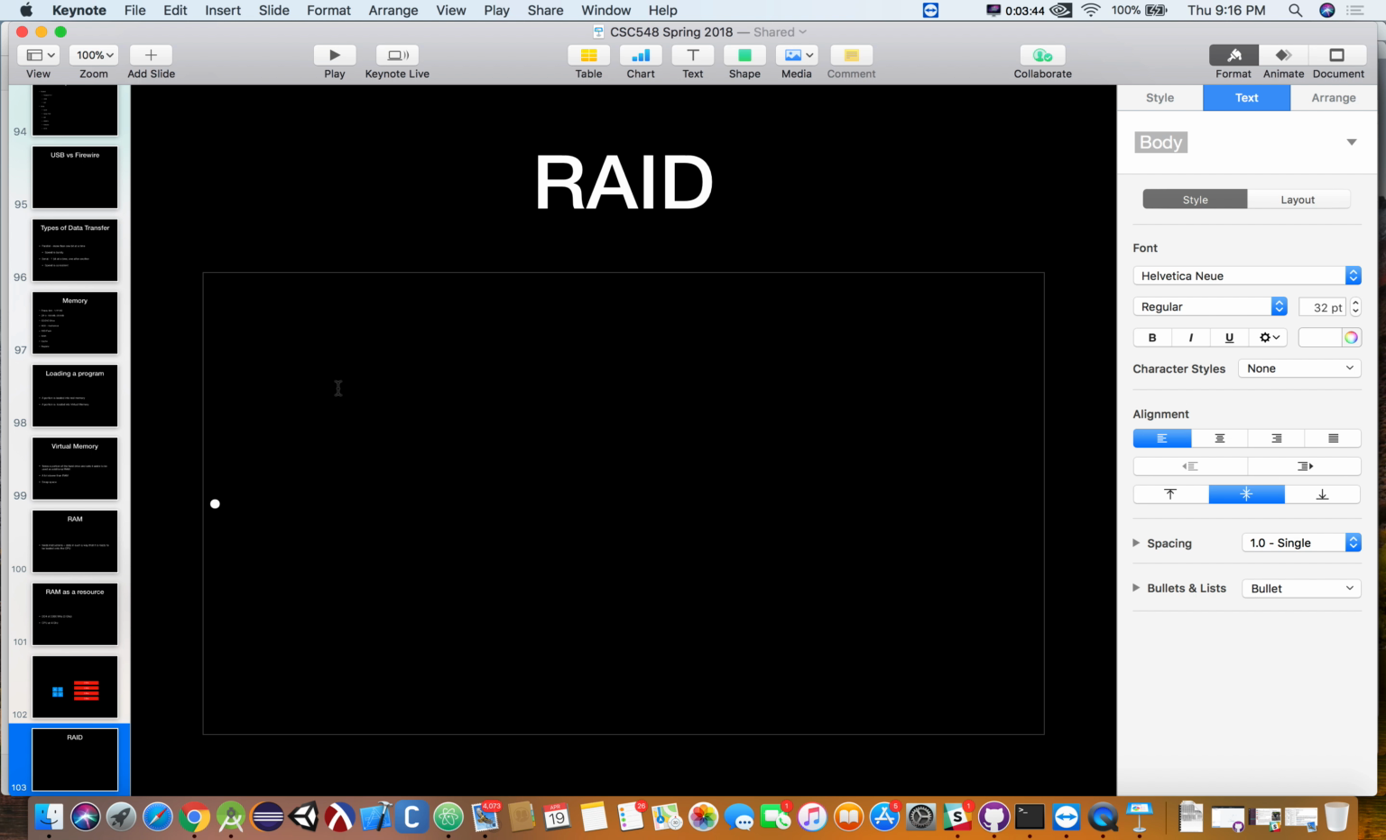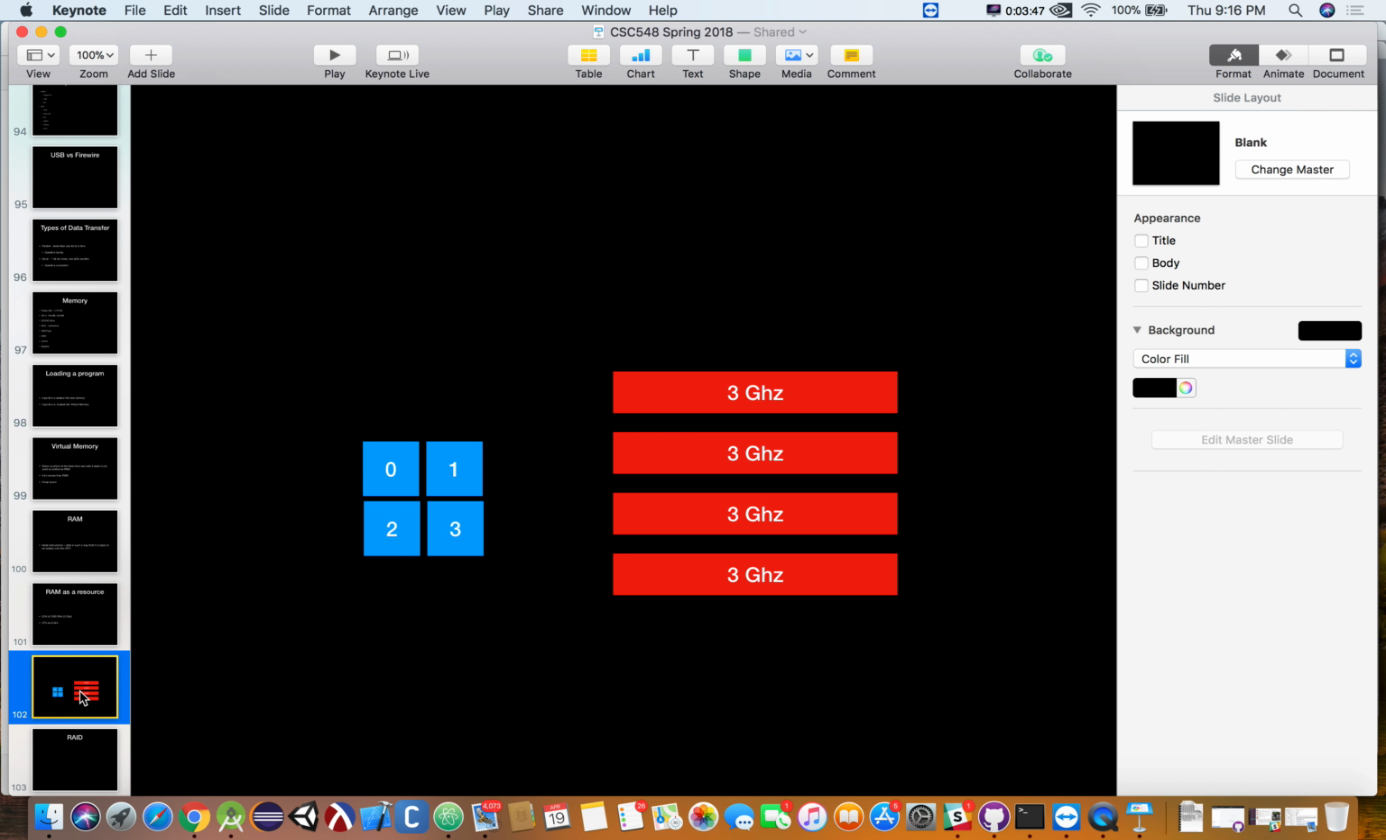Yeah. Okay. So there are different levels of RAID. You have RAID 0, RAID 1, RAID 2. So it deals with redundancy as well as performance. So it's a balance between those two.